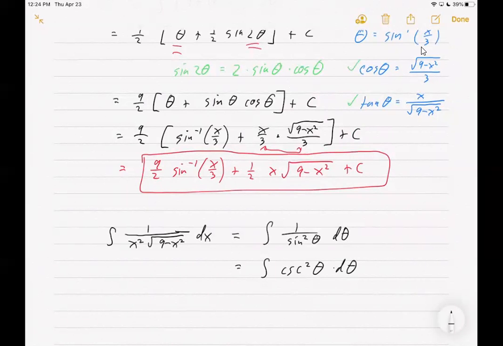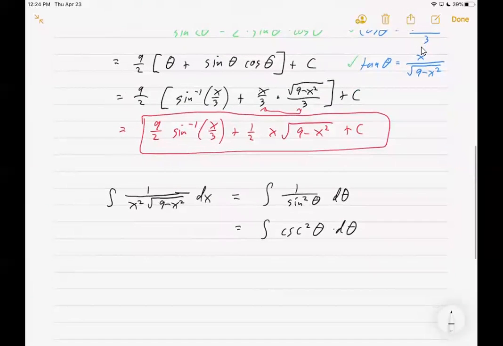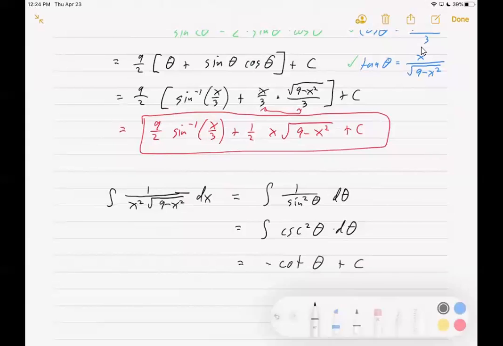So cosecant squared is the derivative of a cotangent. Well, the negative derivative of that. So the antiderivative must be negative cotangent of theta plus c. But once again, the problem started in terms of x, and we have a theta, so we need to get the theta out of there.